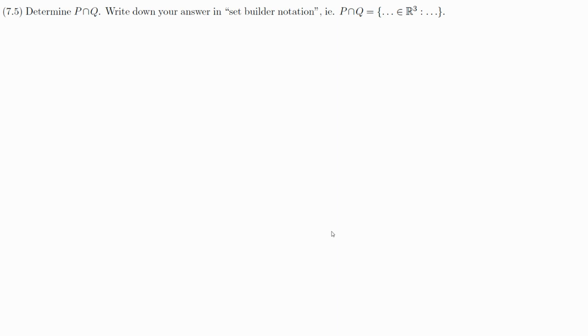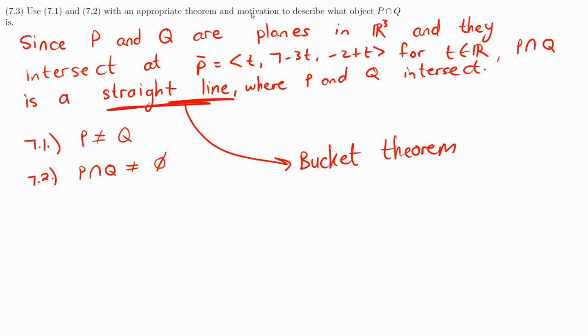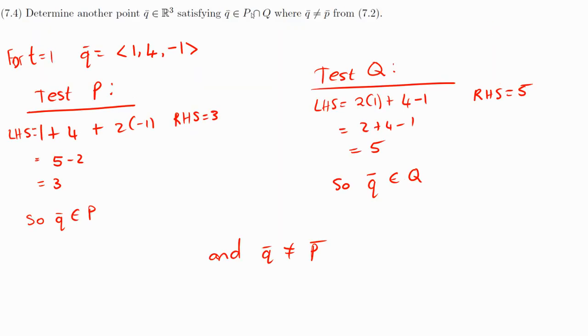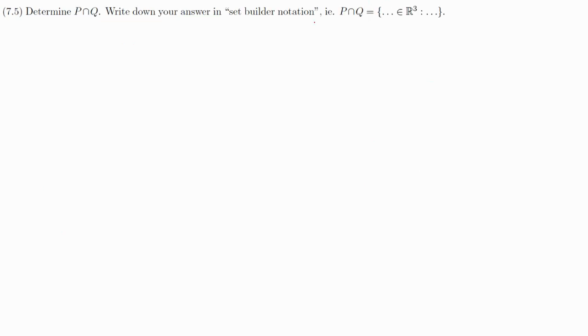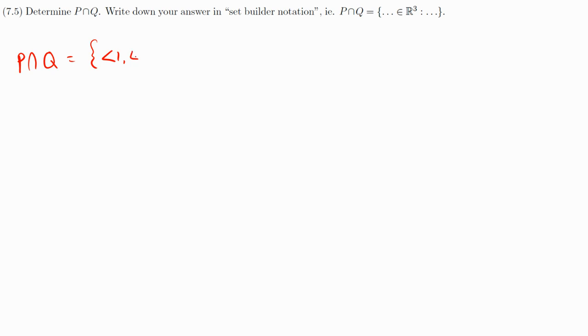At 7.5, they ask us to determine P and Q. Write down your answer in set builder notation. So they actually want us to write a formula for this. So that's quite easy because we just determined 2 points where they actually intersect. So if we have 2 points, we can easily determine a formula for this. So let's say P and Q is equal to.